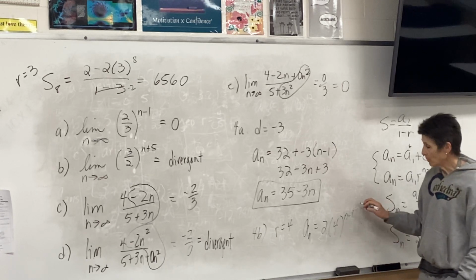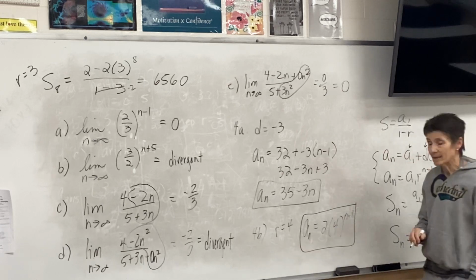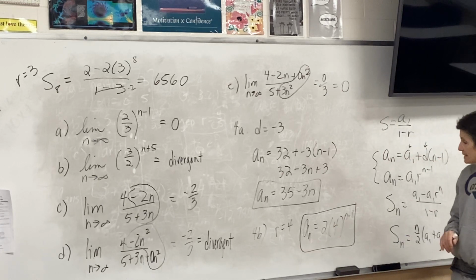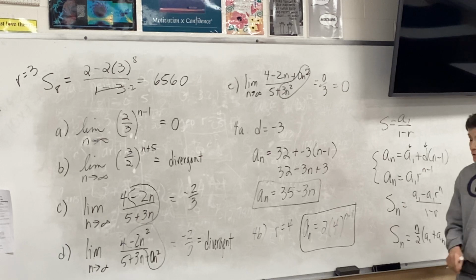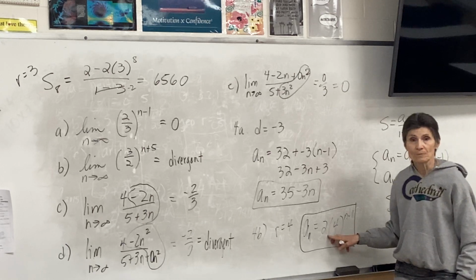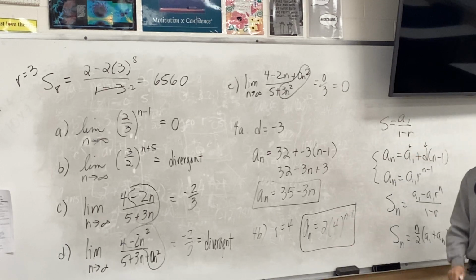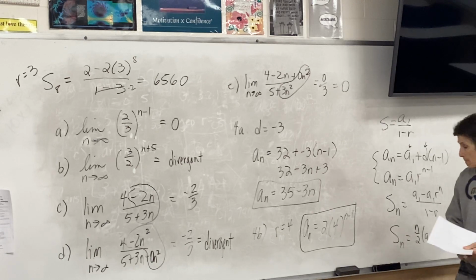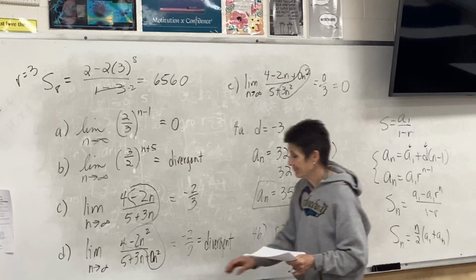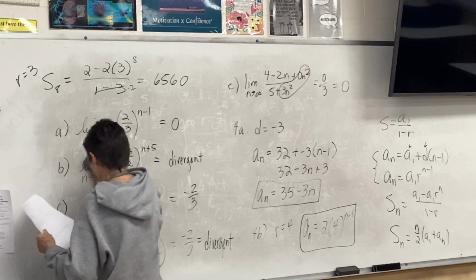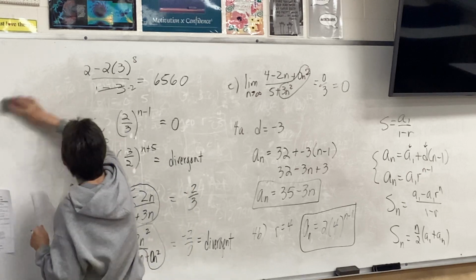You stop right here. That is your explicit rule. Don't do anything else to it. Never. Do not ever multiply these two. This is it. You are done. That's the explicit rule. All right, we're almost done. A couple more to go.